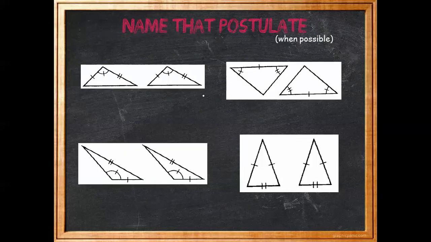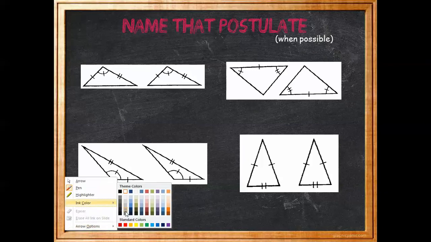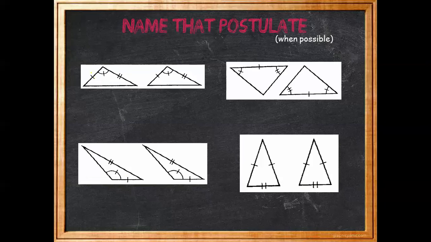So here we're going to name the postulates. Okay, so let's look at what we're given. On here, we're given a side that's congruent, then we're given an angle that's congruent, and then we're given another side that's congruent. So this would be side, angle, side. Here, we're given an angle that's congruent to this angle. Then we're given a side that's congruent to that side, and then we're given this angle that's congruent to this angle. So this postulate would be angle, side, angle.